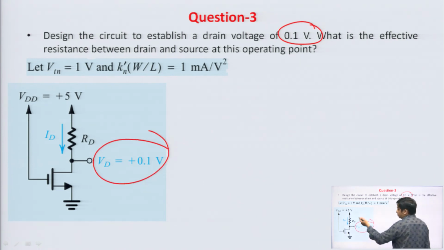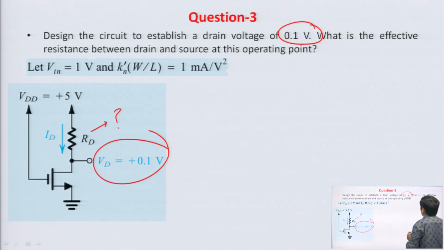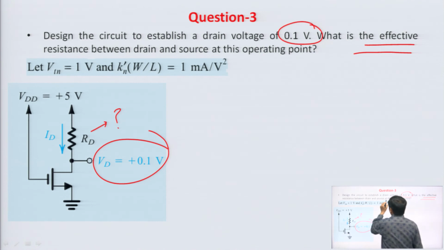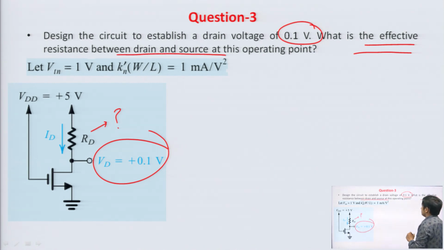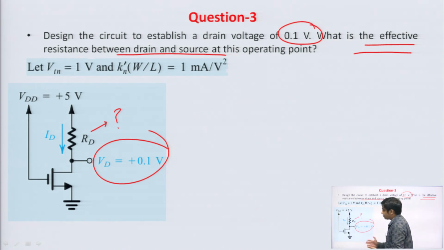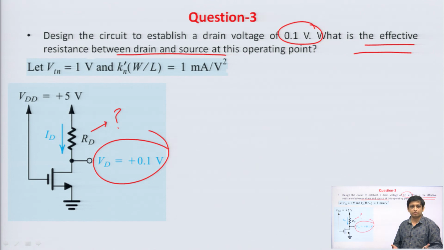Design means the unknown values we have to find out. Now, we have to calculate the value of Rd, and also we have to find out the effective resistance between drain and source at this operating point, fine. So, first of all, try to find out the region of operation. If we can, then we should; if we can't, then we will assume, and we will cross check after the calculation whether our assumption was right or wrong.